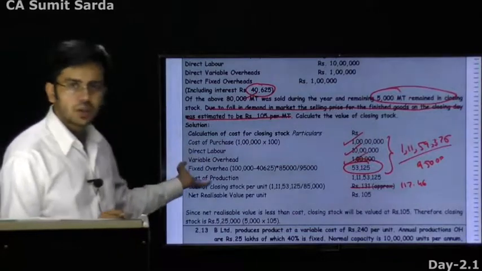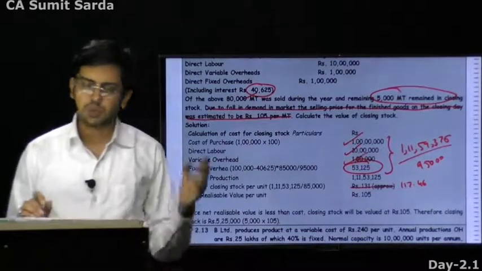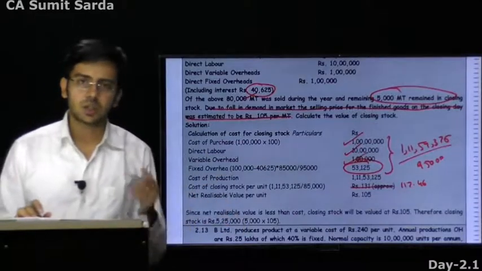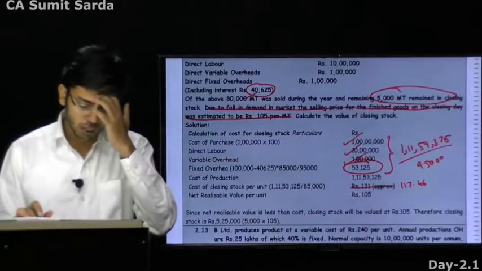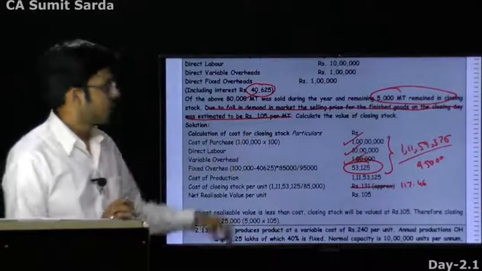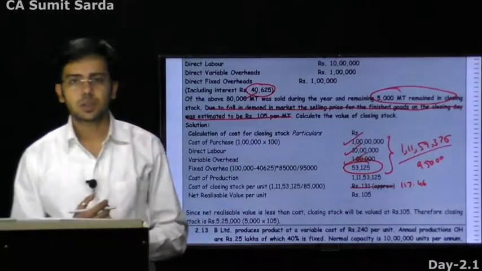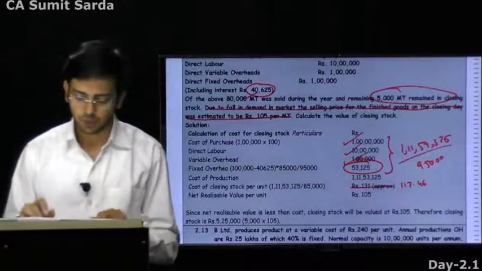NRV is something that I am not going to cross right now. We are going to discuss this later. It is 105 rupees, so it doesn't matter. Maybe most of you would have understood that since NRV is less than the cost, we are going to value it at NRV. I hope the concept of calculation on the part of removal of abnormal loss is clear. That's my concern right now.